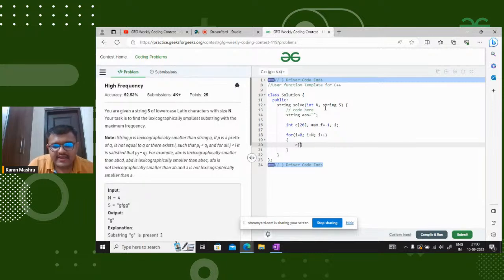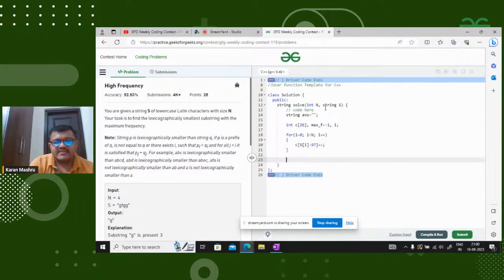So, first of all, I'll increment the count. So count of S of i minus 97 plus plus, because that is the ith character. Like I'll do minus 97 because we are converting; when S of i is a character, when we use it as an index, it will represent its ASCII value, right?